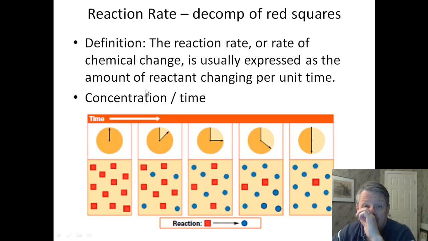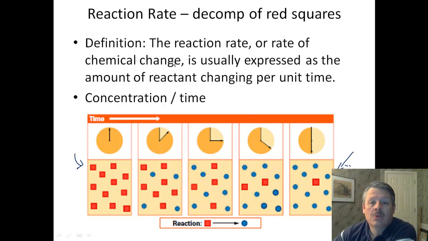So let's look, for example, chemically at a description of what might happen for a decomposition of red squares. You start with all red squares, and at the end, you've only got, in this case, 1. Maybe it'll eventually get down to 0. The reaction rate, or rate of chemical change, is usually expressed as the amount of reactant changing, kind of like the runner doing distance, but it's the rate of the reactant changing per time. So it's the concentration of our stuff over time.